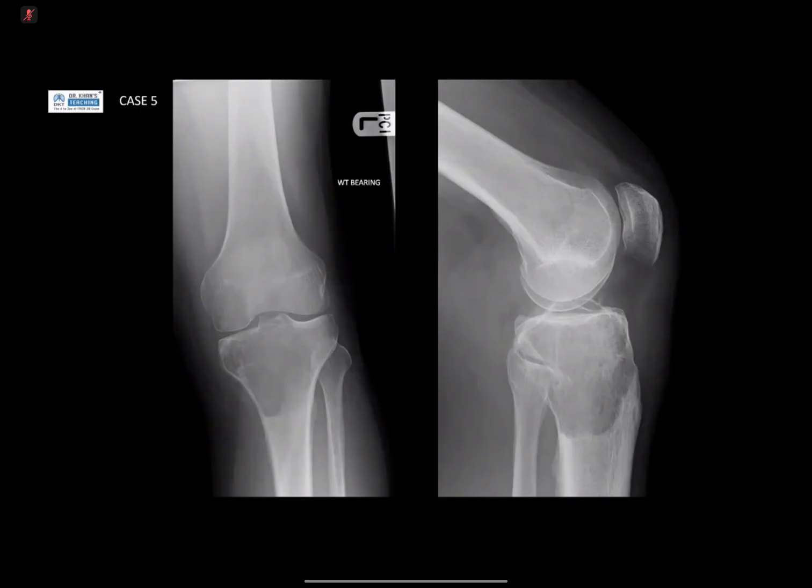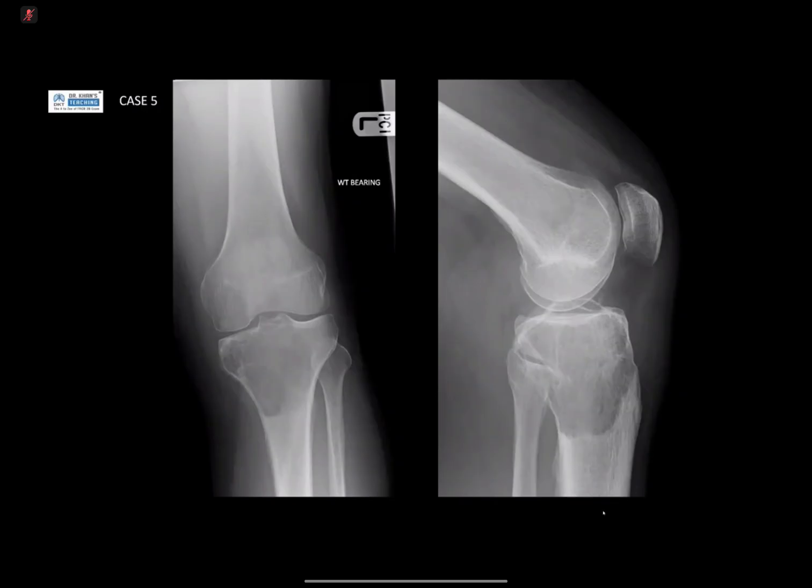No, so in this case, what features are you seeing that make you think this is an aggressive lesion? The worry for me is the medial aspect of this lesion. However, it's not clear. Okay. Well done. This is a GCT.